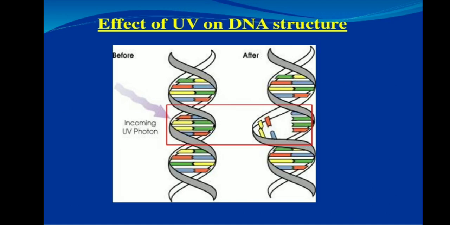So this UV light on the DNA structure shows such kind of thymine dimers. Here you can see the yellow strips. Thymine should bond with adenine, but due to the exposure of DNA to ultraviolet light, a thymine dimer gets formed. Thymine will pair with thymine. So this can be caused by these ultraviolet rays.